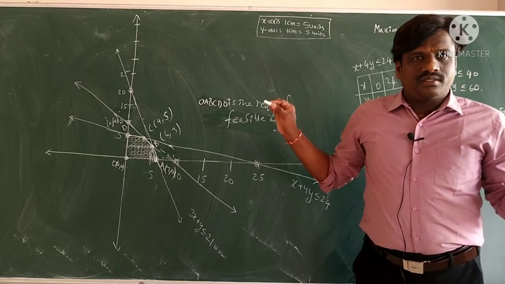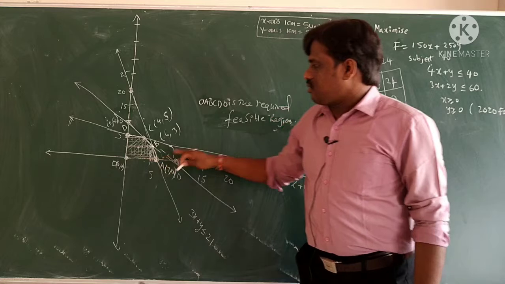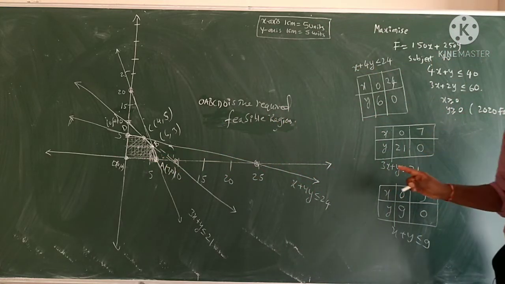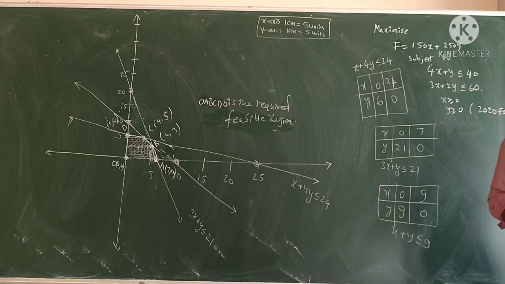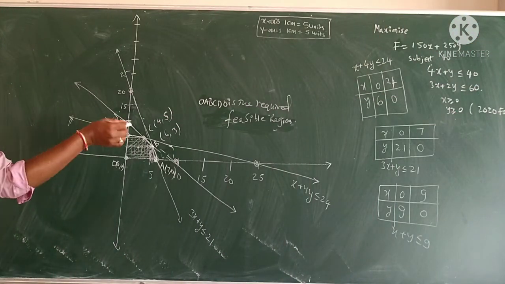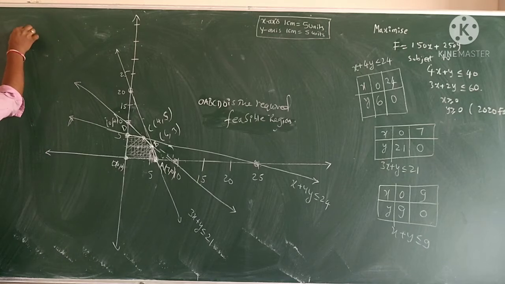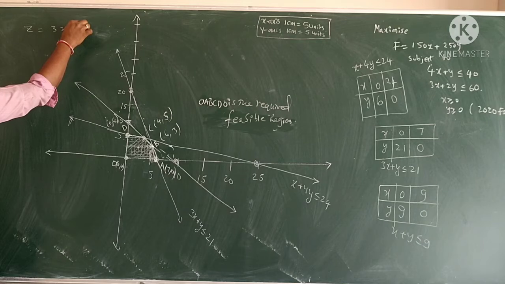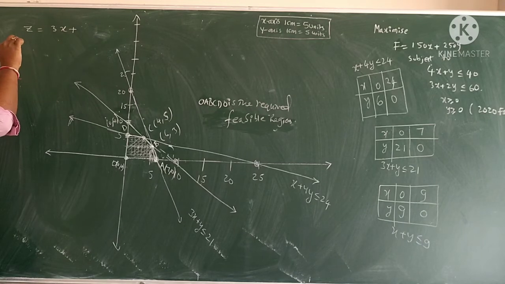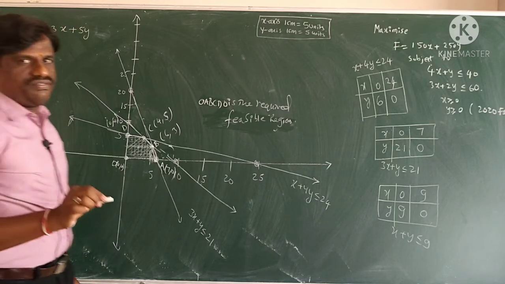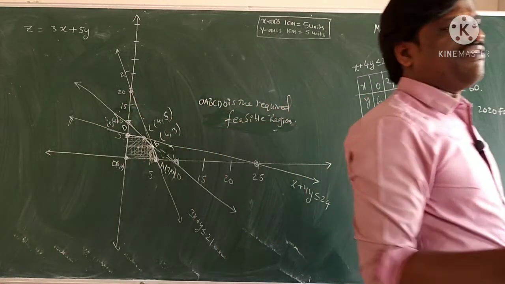Okay, are you getting it? So you can identify these numbers. These are the vertices. Now you have to maximize this function. They have asked us to find where it is maximized. So what is the objective function they have given? Z is equal to 3x plus 5y. So 3x plus 5y is the given objective function. It is also called the profit function.